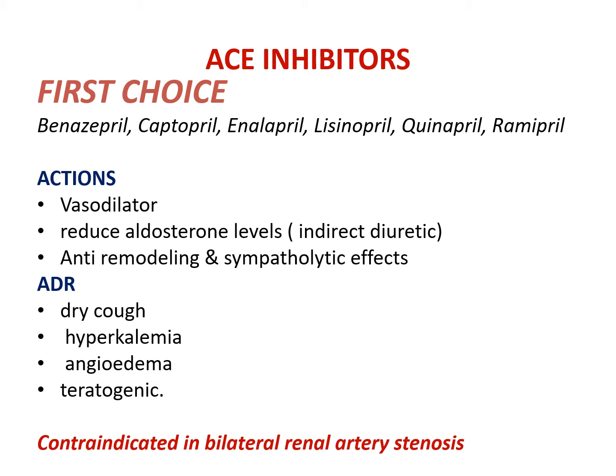As we saw, angiotensin and aldosterone are responsible for cardiac remodeling, like fibrosis, apoptosis, and cardiac myocyte hypertrophy. This cardiac remodeling will have a long-term effect on the failing heart. So ACE inhibitors prevent the remodeling of the heart. The main adverse drug reactions, as you all know, are dry cough, hyperkalemia, angioedema, and it is teratogenic. It is contraindicated in bilateral renal artery stenosis.